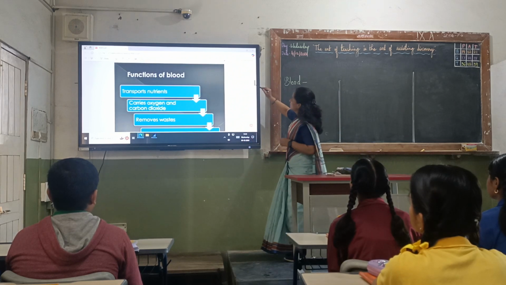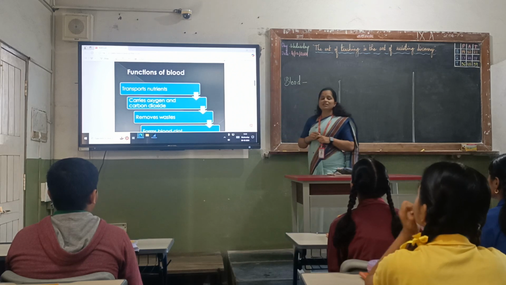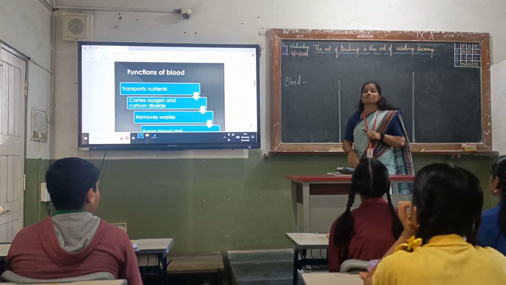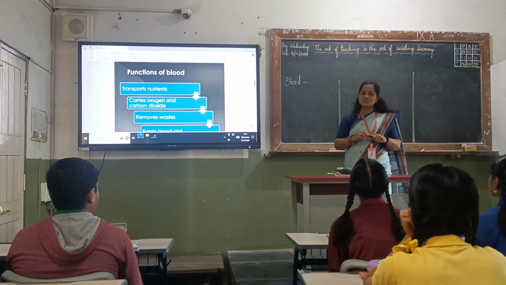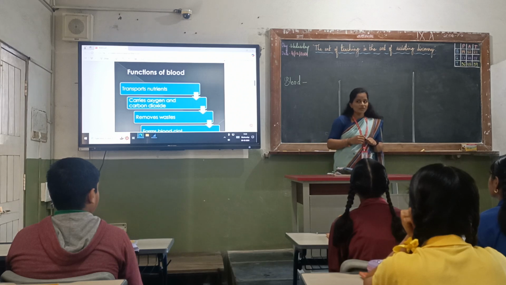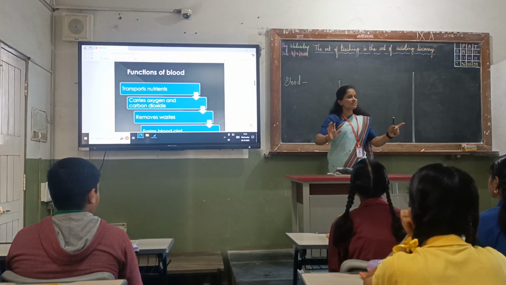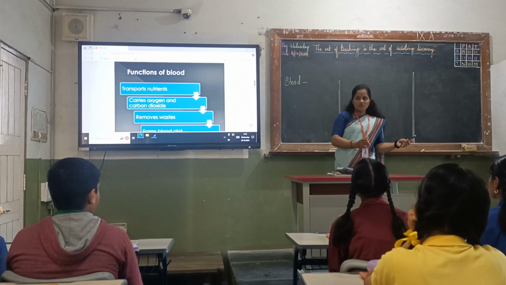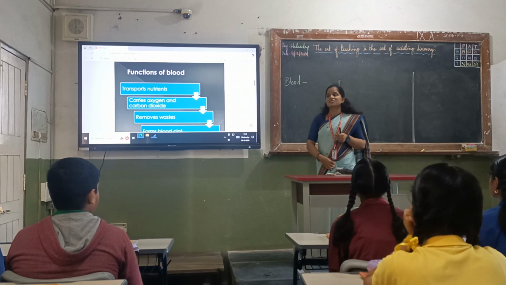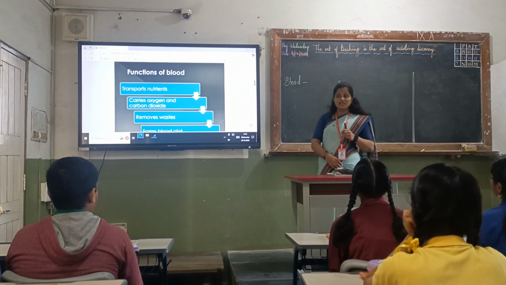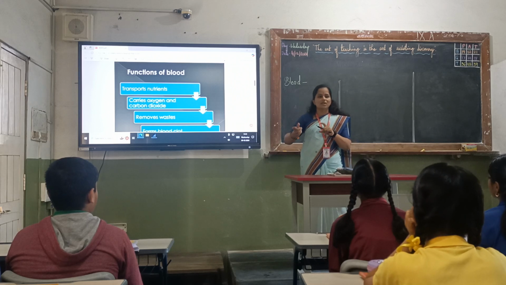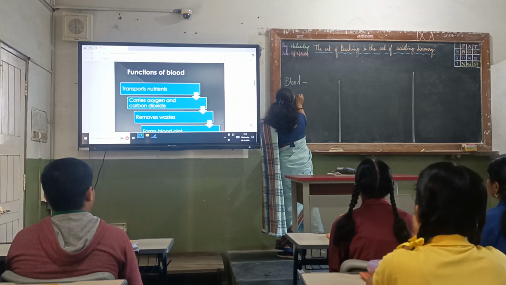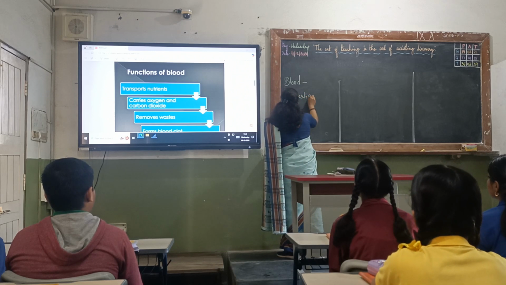The first function of the blood is that it transports nutrients. Nutrients, in turn, we can say, are digested food. So we already studied in the digestive system that when we eat food, the nutrients are present in a complex form, and digestion is the breakdown of complex substances into simple substances. So we have already seen that complex to simple. Then these nutrients are digested in the small intestine.